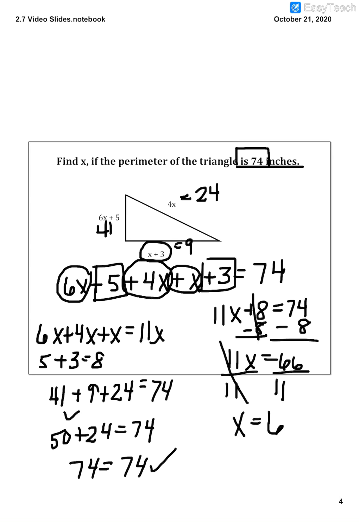So again, just be careful, right? When we were checking our equation, we got that 74 was equal to 74, but the answer to this problem is x is equal to 6. Remember, it asked us to find x, and the only number that would make this equation true is 6.